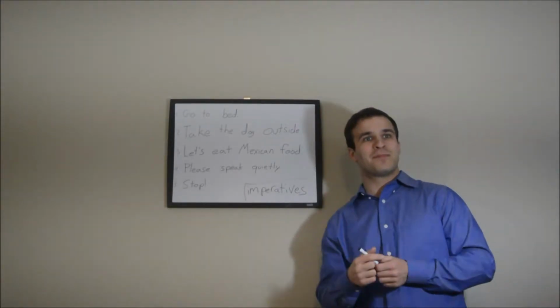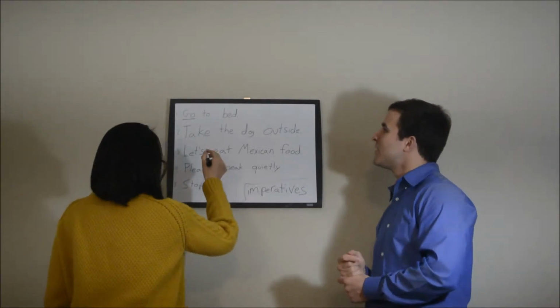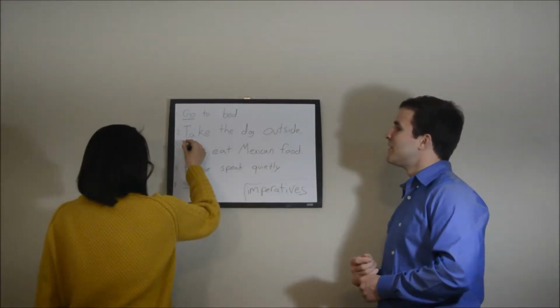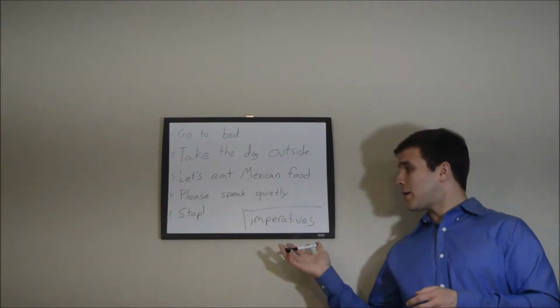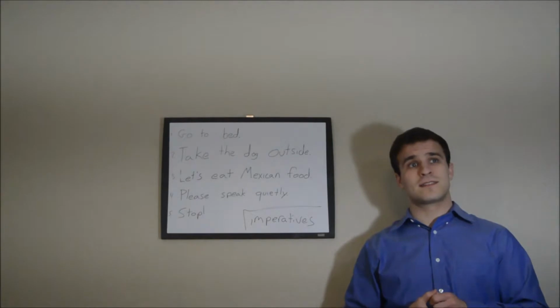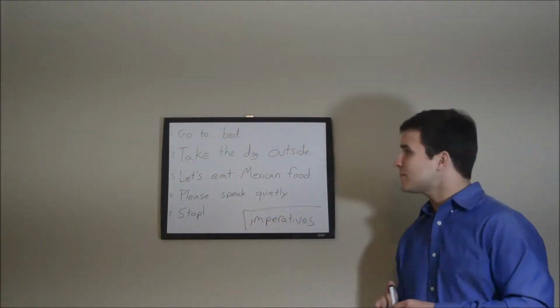So let's take a minute and let's look at these sentences and let's find those verbs, the infinitive verbs. Do you want to come up and help me? Okay. Yeah, take the dog outside. Where would the verb be? Take, exactly.